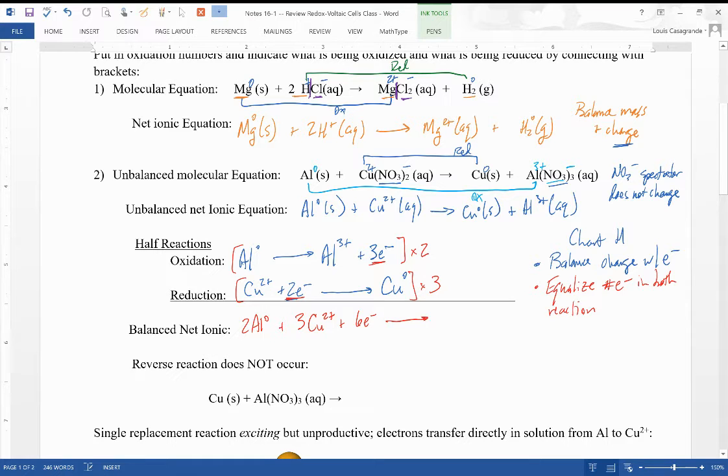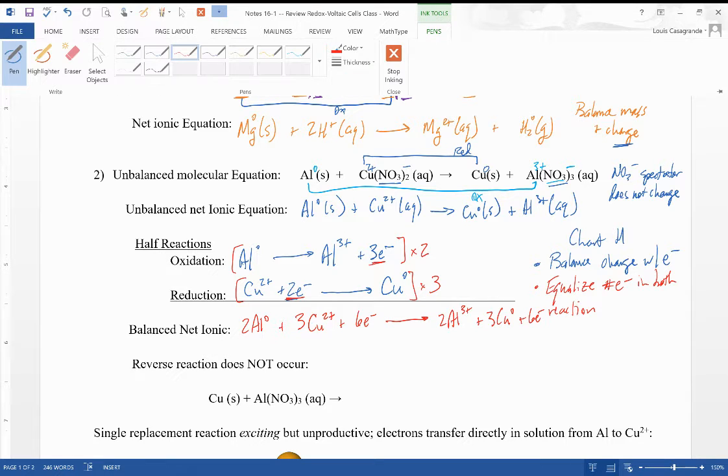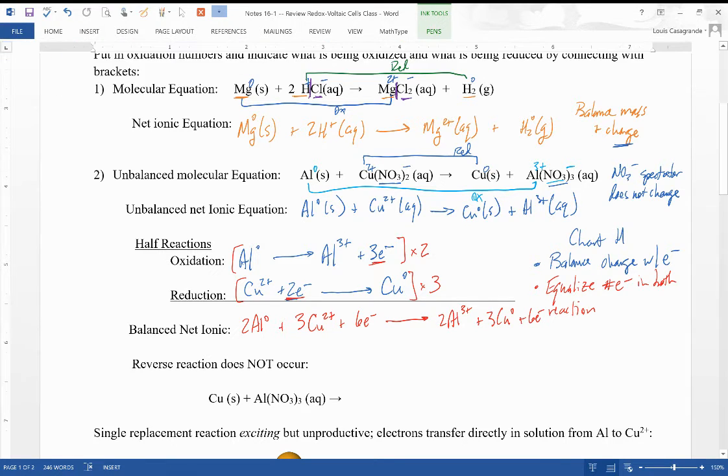On the right side, we're going to have 2 aluminum 3+, 3 copper 0, and we're going to also have 6 electrons. And so we're never going to write those electrons again. The 6 electrons on both sides cancel out, and they leave us with the balanced net ionic equation.